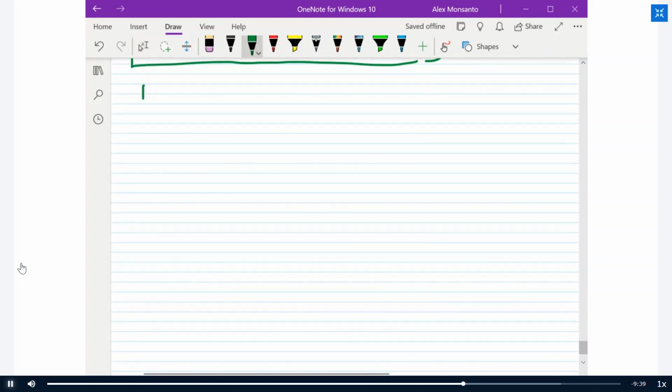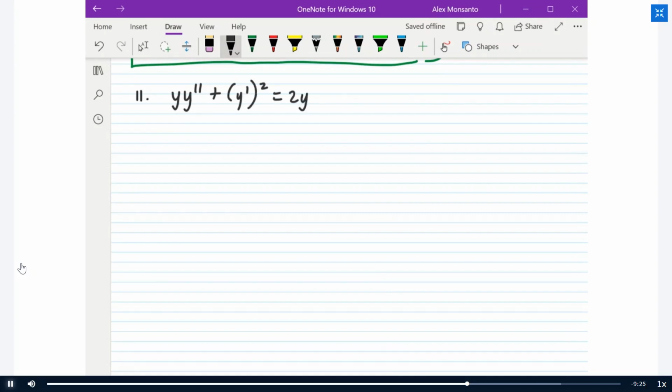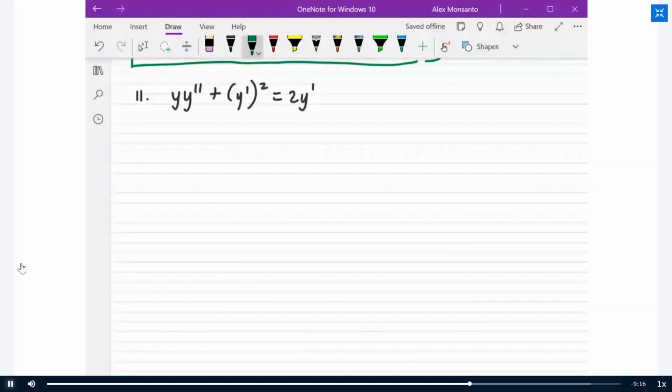Ngayon, let's have our last example for this topic. Okay, we have y double prime plus y prime squared is equal to 2y prime. Medyo kakaiba ito, no? Meron kang y double prime, meron kang y prime, meron kang y. Pasok siya dun sa condition na kapag meron kang second derivative, tapos first derivative, tapos y.